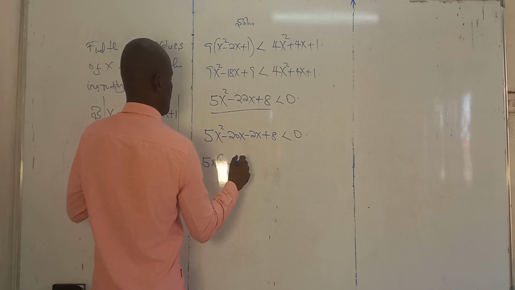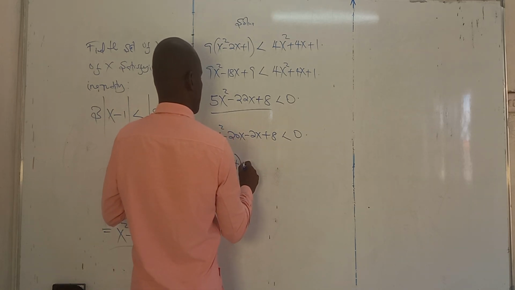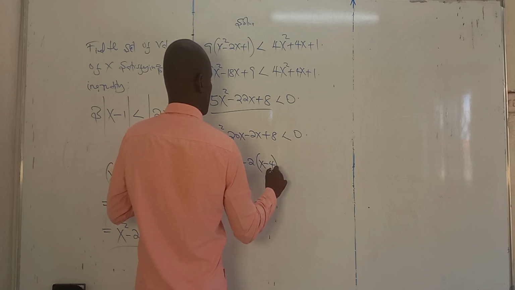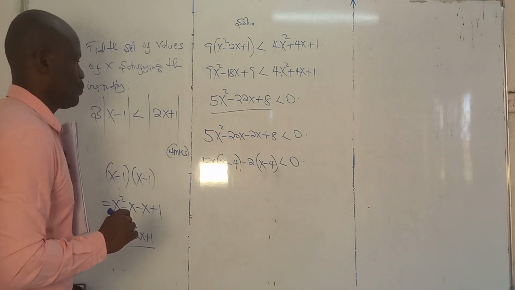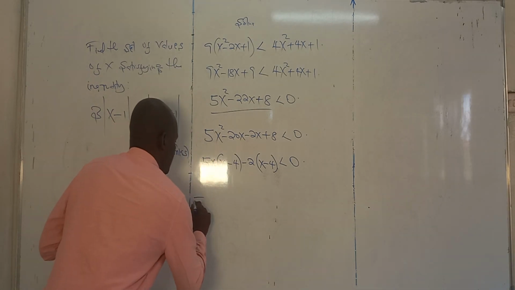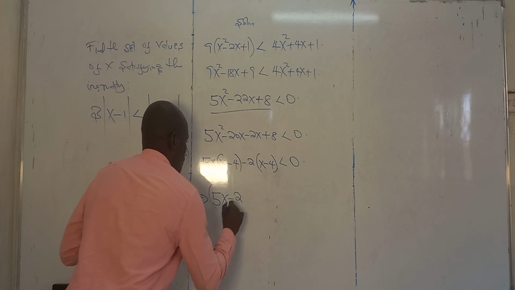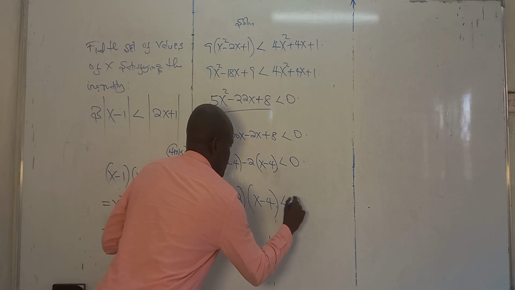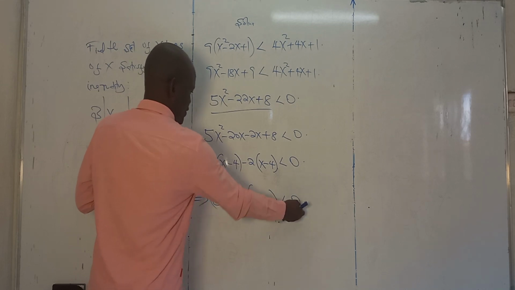There's now 4. Yes, it's 4 as such. Then I also come here, and then I say 2 into x minus 4 is less than 0. So it implies that 5x minus 2 or x minus 4 is less than 0. So either this or this is less than 0.